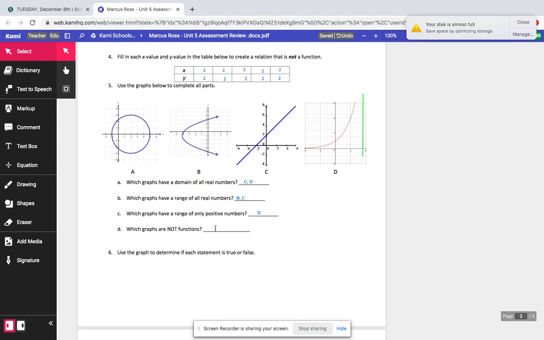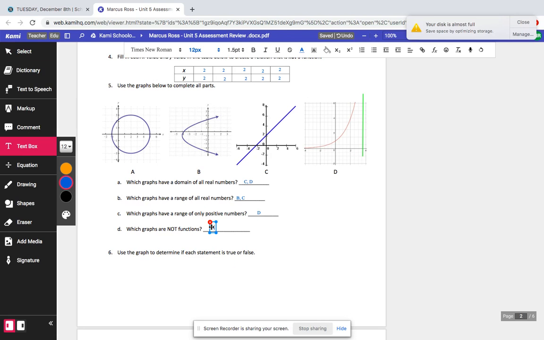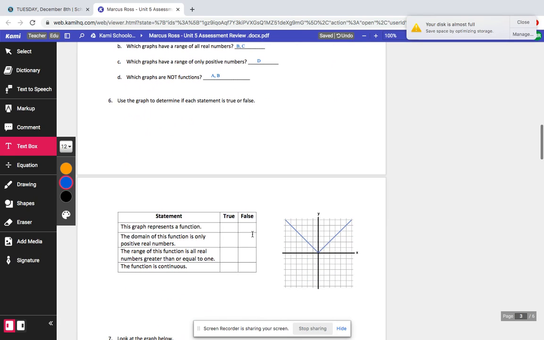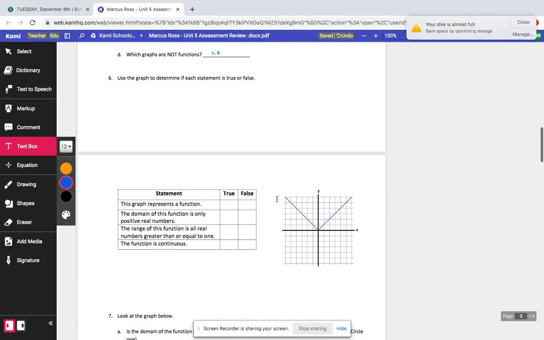So the only two we had to put down are A and B. Cool. Let's go down. Using the graph to determine if each statement is true or false. So we're using this graph right here.